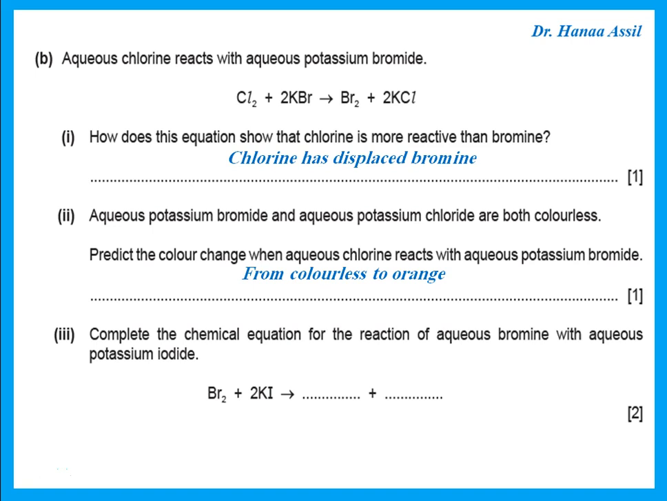Complete the chemical equation for the reaction of bromine with aqueous potassium iodide. Of course, bromine can react with potassium iodide because bromine is more reactive than iodine, so it can displace it. So what will it give? It will give iodine plus potassium bromide, and you need to balance that, so you put a 2 in front of the KBr. Please do not leave any equations without balancing. If it's a chemical equation, symbol equation, it has to be balanced.